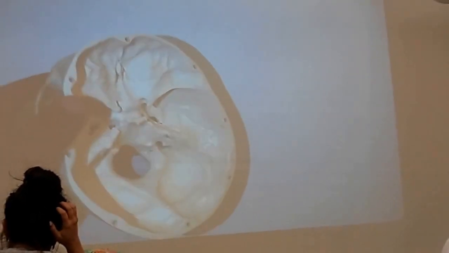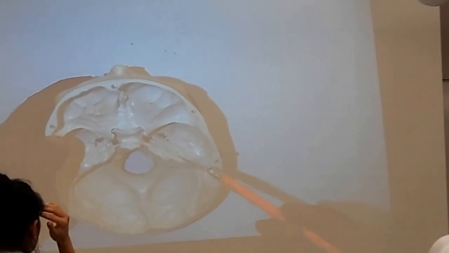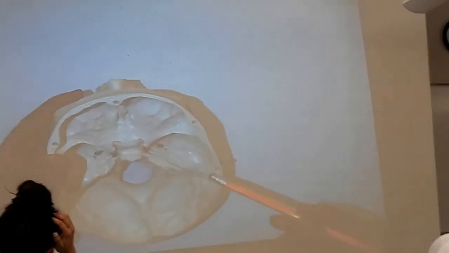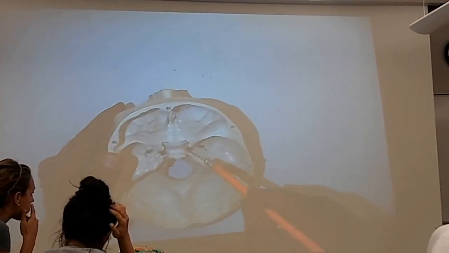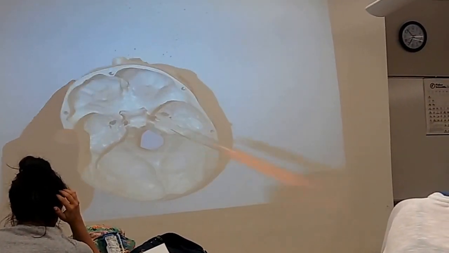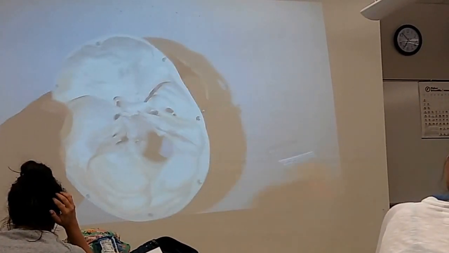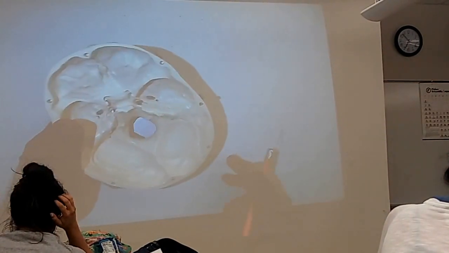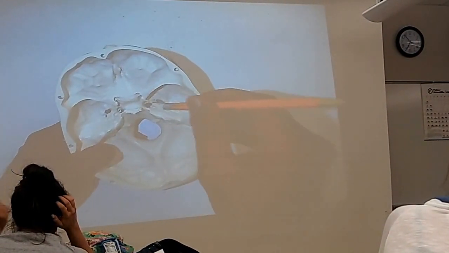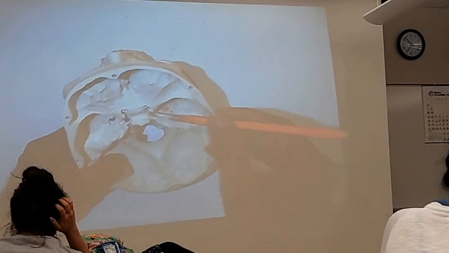Are we good with that? Okay. Then we have a few canals here that are worth mentioning. Anterior to the petrous bone, so see where the petrous bone is. This is the petrous bone here. Follow it all the way anteriorly here, and you will see a jagged structure, a jagged foramen here, and that will be your foramen lacerum. Foramen lacerum. Anterior to the petrous part, you will have the foramen lacerum.